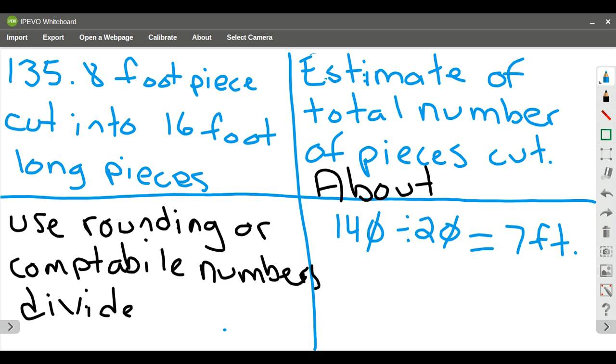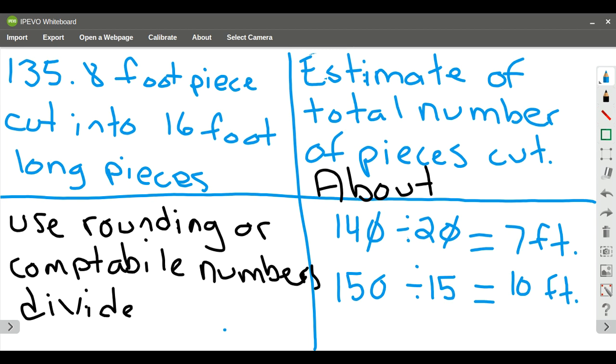Now, if I did compatible numbers, I'm going to take 16 and round that to 15. Then I'm going to take 135.8 and round that one to 150. So 150 is a lot bigger. It's about 15 away. And then when I look at this, I'm going to end up with 10 feet.